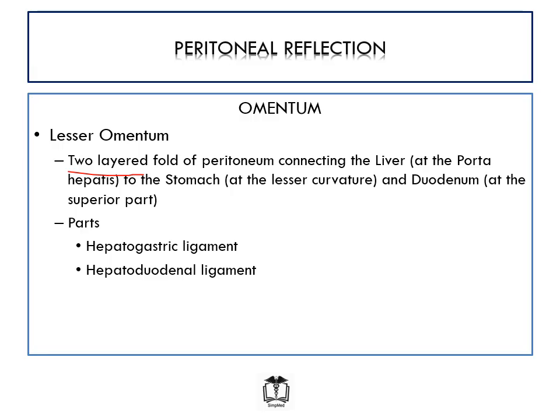There are two parts of the lesser omentum. These two parts are formed by two peritoneal ligaments. They include the hepatogastric ligament, that's the part that is connecting the liver to the lesser curvature of the stomach, and then the hepatoduodenal ligament, the part connecting the liver to the superior part of the duodenum.